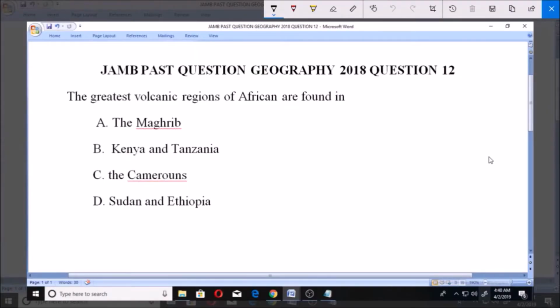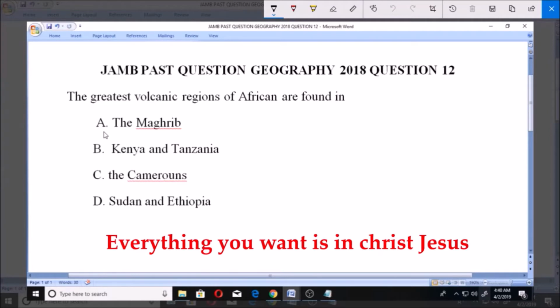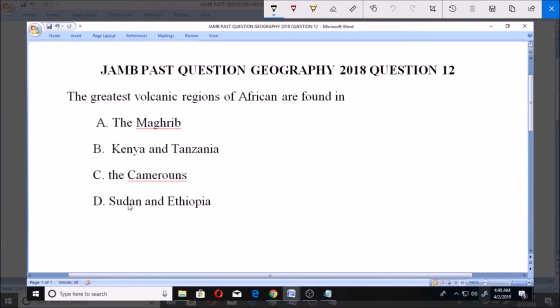Let's look at this JAMB past question, Geography 2018, question number 12. The greatest volcanic regions of Africa are found in A. the Maghreb, B. Kenya and Tanzania, C. the Cameroons, D. Sudan and Ethiopia.